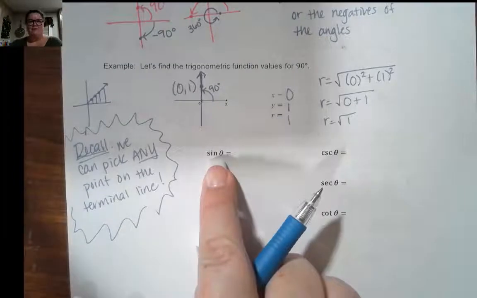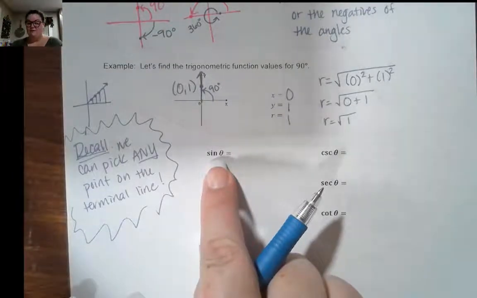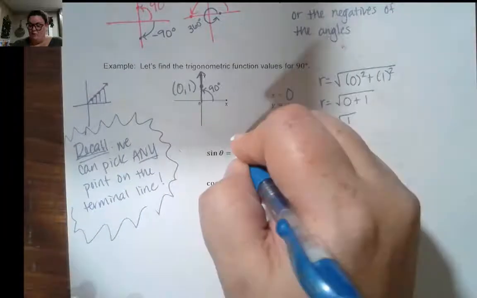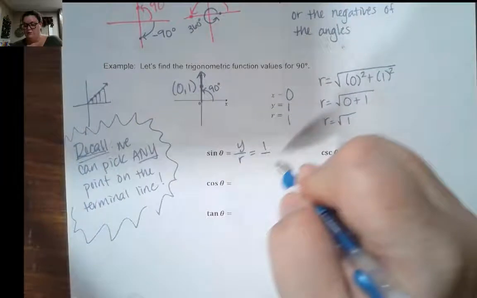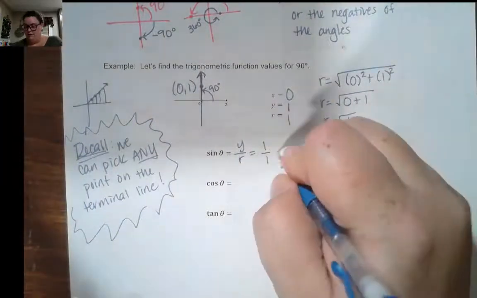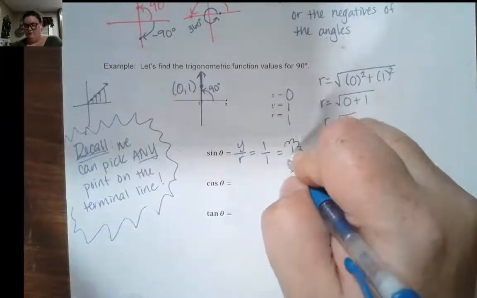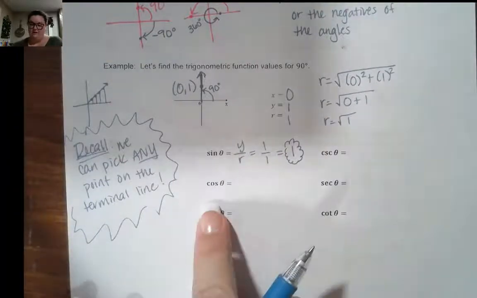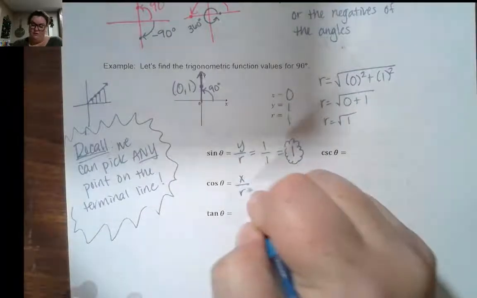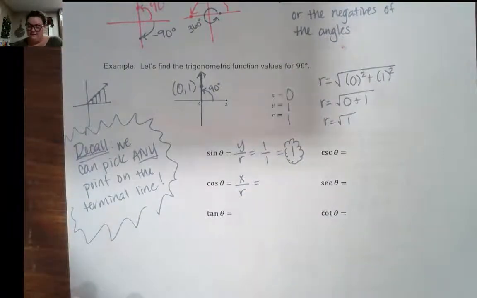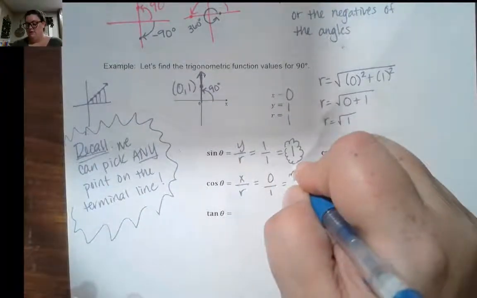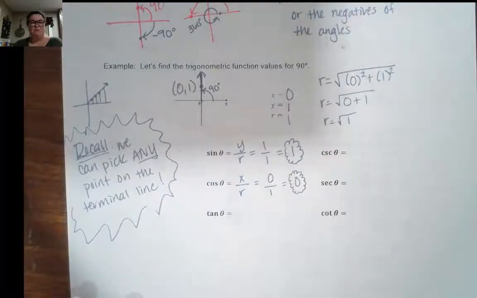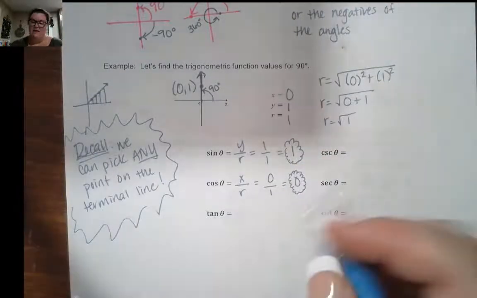So now if we want to find sine of theta, remember that's our y over r. Our y is 1, our r is 1, and 1 over 1 is 1. Our cosine is x over r. Our x value is 0, our r value is 1, and 0 divided by any number is 0. I guess I shouldn't say any number. 0 divided by 0 is undefined, but we won't see that in this class.